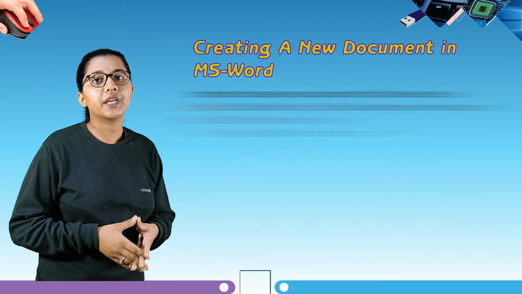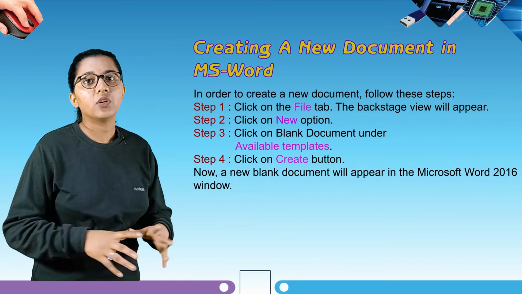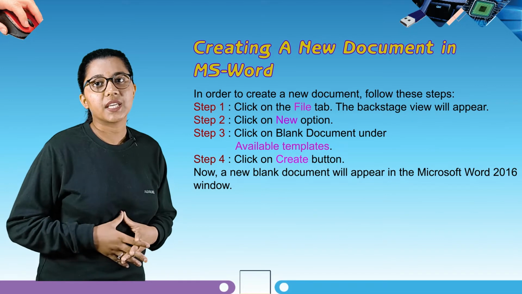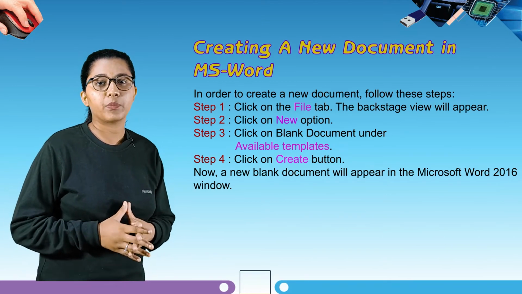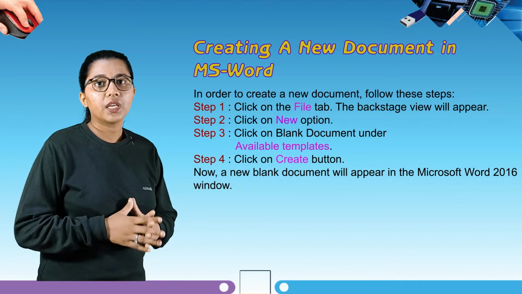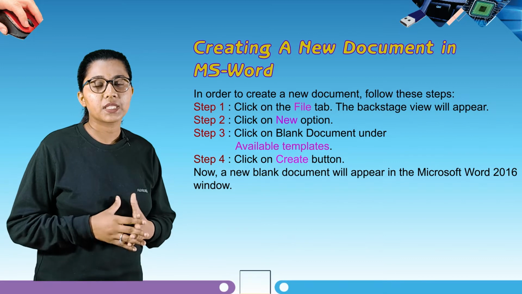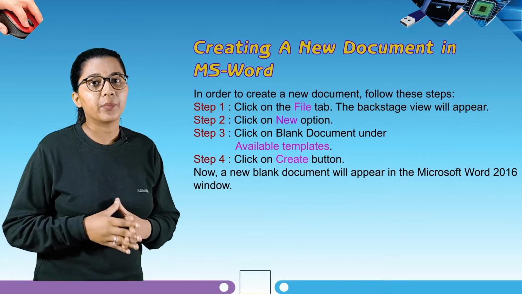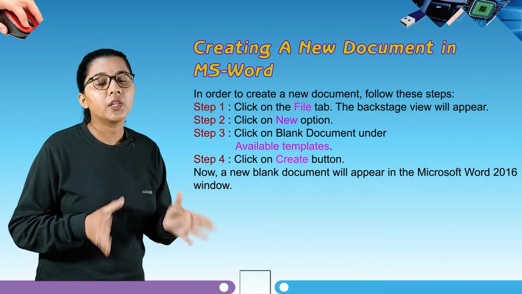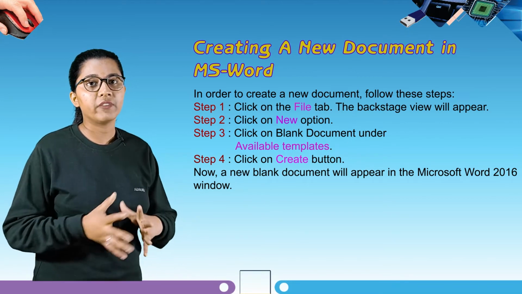In order to create a new document, follow these steps. Step 1. Click on the File tab. The Backstage view will appear. Step 2. Click on New Options. Step 3. Click on the blank document under Available Templates. Step 4. Click on the Create button. Now, a new blank document will appear in the Microsoft Word 2016 window.